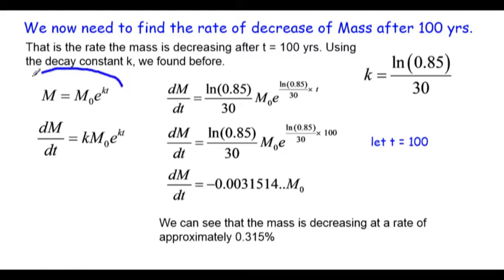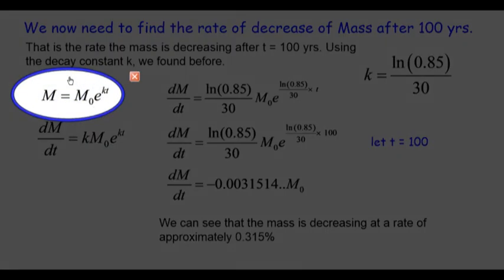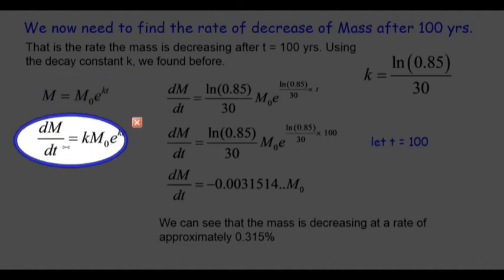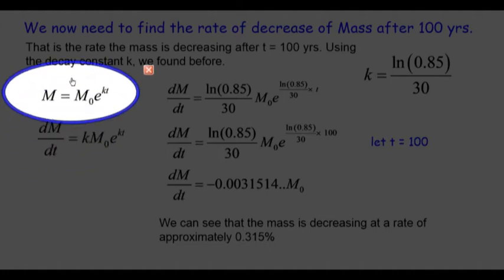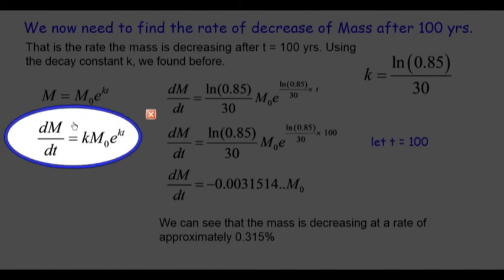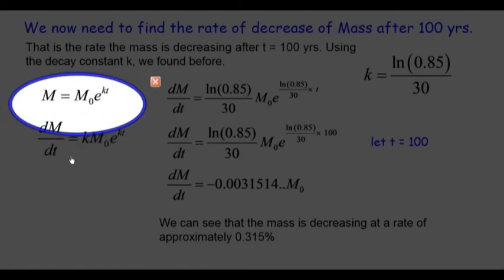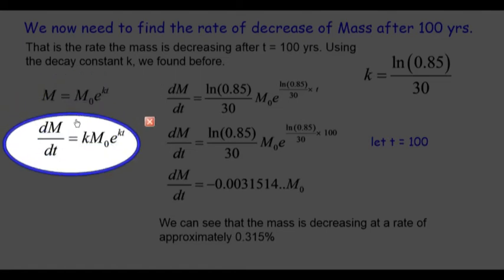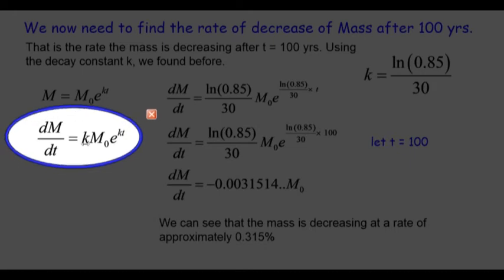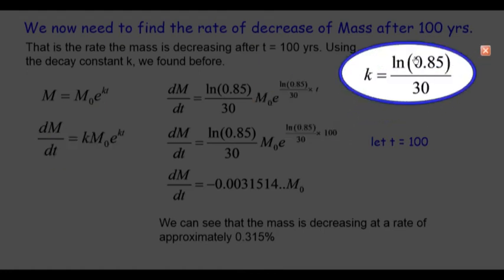Well, obviously, this is our solution: m equals m0 e to the kt. And we need to differentiate m, dm/dt, and obviously the k will come down from the differentiation of the exponential. So it's k m0 e to the kt. We do know k, we don't know m0. We don't know what the rate is at the moment, and we know the time is 100, and k is the constant that we found before.